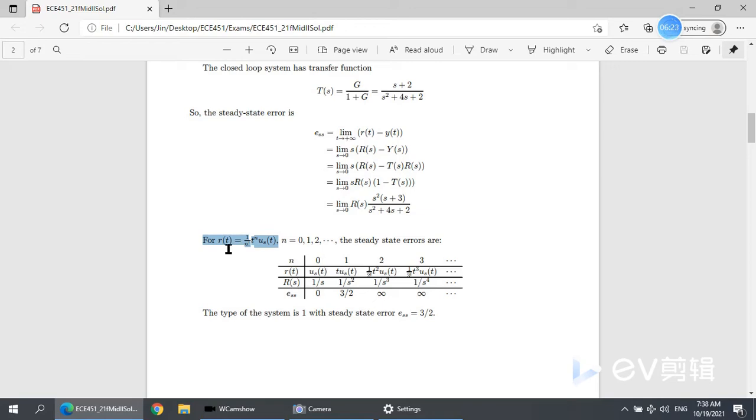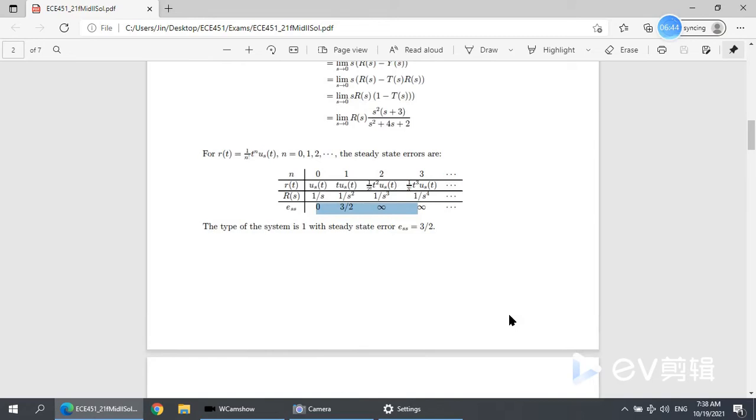Then you just plug in r here, right? You plug in what is r of t, then in the s domain capital R of s are these values. Then plug in here, you calculate this limit, you can have the value here, right? ESS are these values.